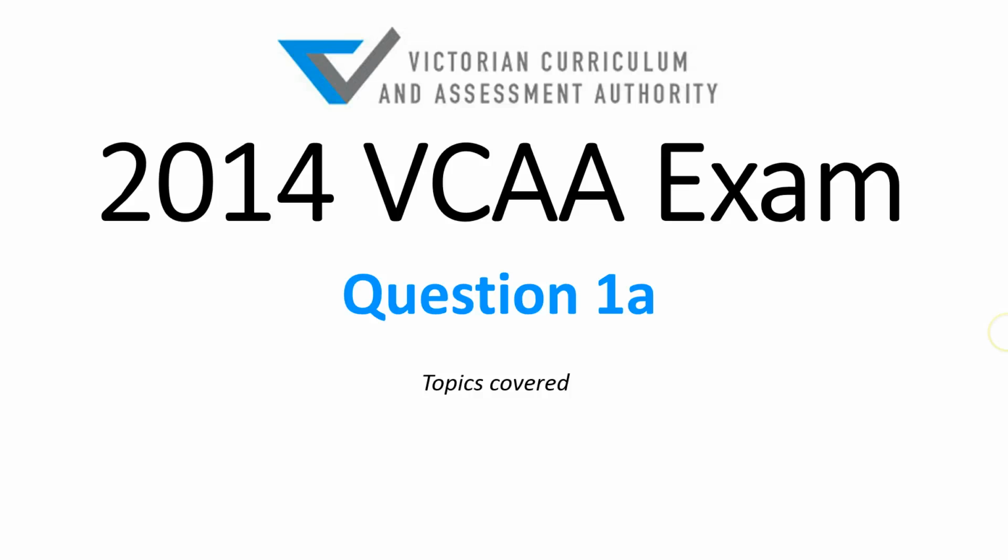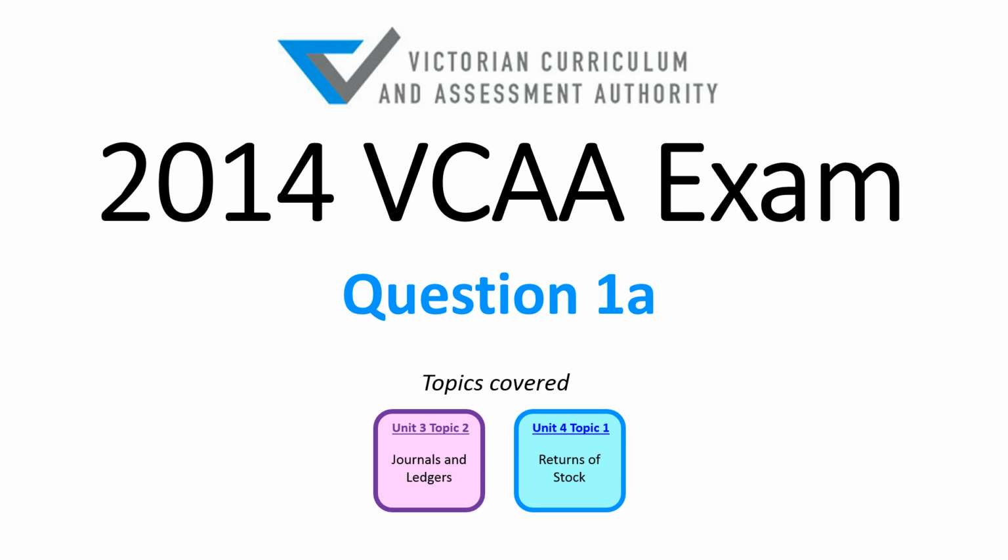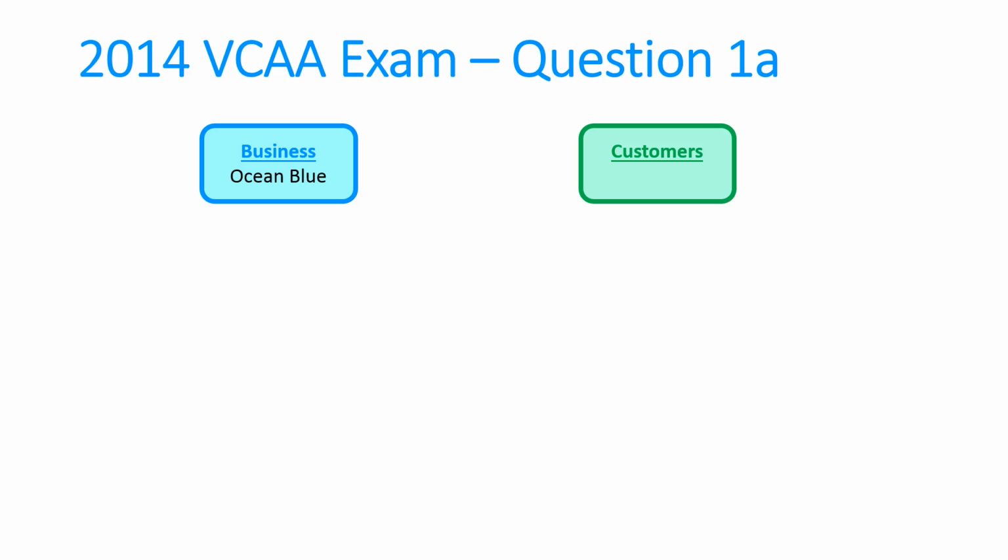The first question on the exam covered doing journals and ledgers, or at least making sense of the ones you were given, and looking at returns of stock. So basically the situation was the business that you were doing the analysis or the question for was called Ocean Blue. They have customers who they sell goods to, and the customers give them money.